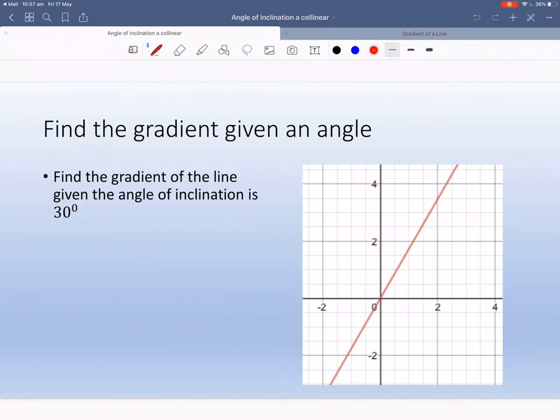Find the gradient given an angle, okay? So we're told that the angle of inclination is 30 degrees. So what's the gradient of it? And I've actually drawn it here. It'll be hard to see what the gradient is, but we'll have a look at it. The interesting thing is this.